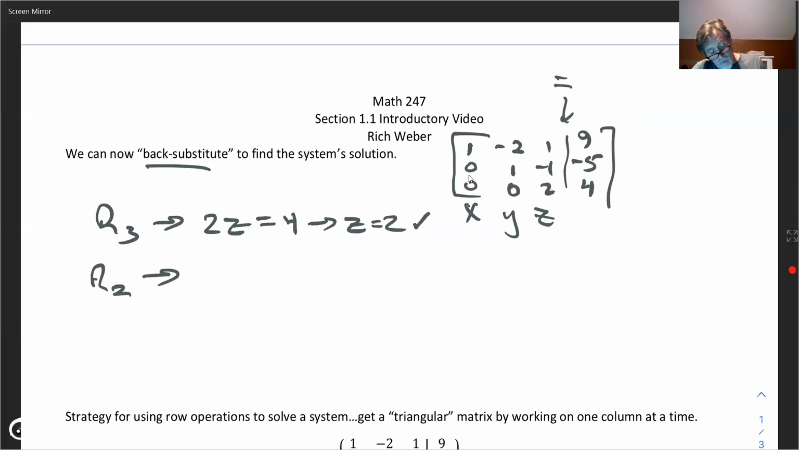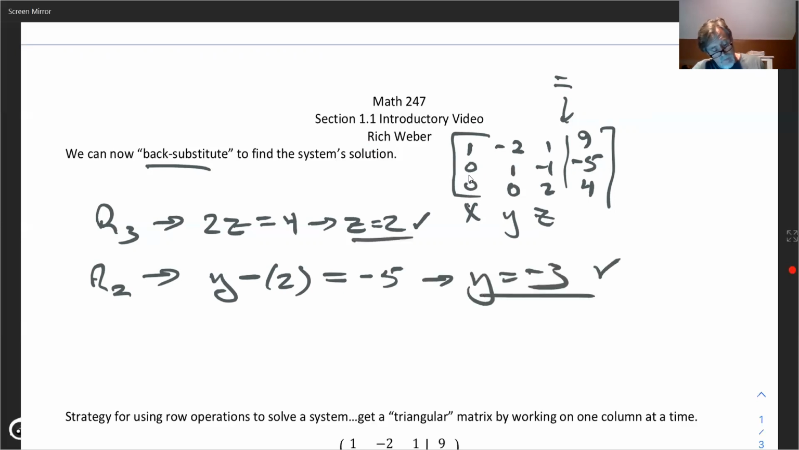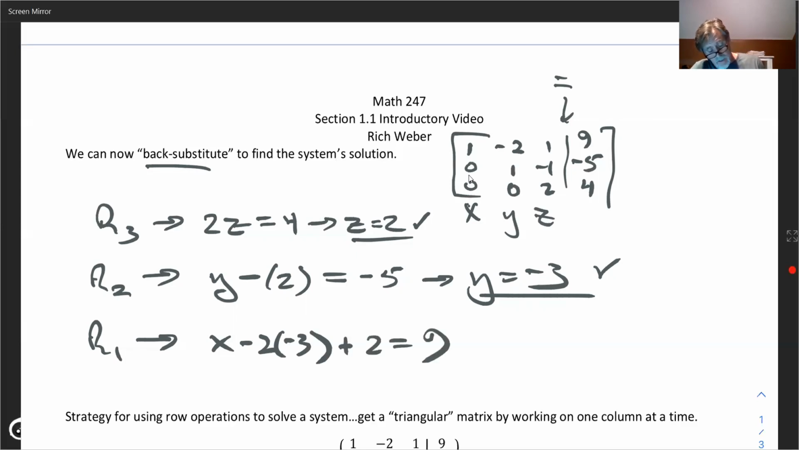0x plus y minus z. Well, z is 2, we just found. See how this is? It's just algebra. So what we end up with here, it looks like y is equal to -3. Good. And lastly, go back up, back substitute in, go up to row 1, and it says x minus 2 times y, but y is -3, plus z, but z is 2, is equal to 9. So that's 8, that's 6, that's 8. Guess what? It says x is equal to 1. So our solution is 1, -3, 2.